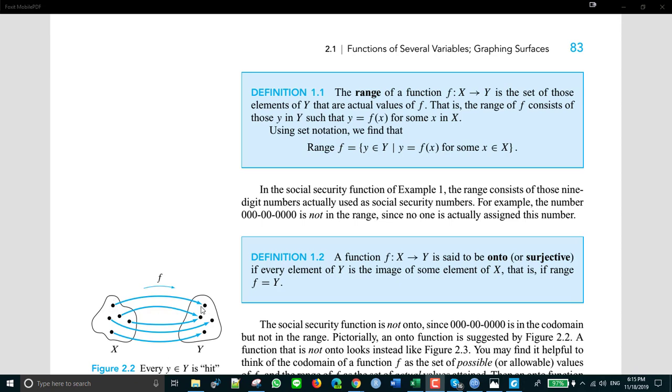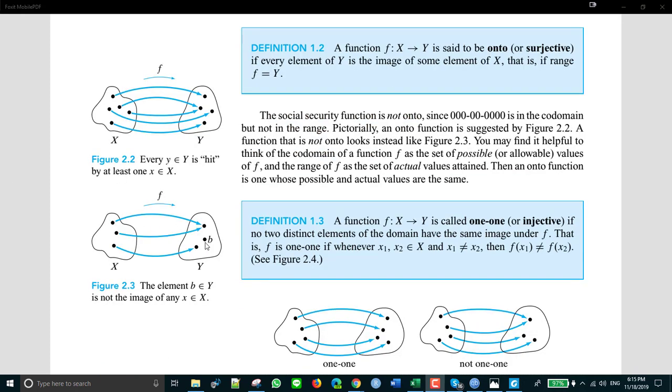There's nothing that's missing. So for example, in this picture, element b doesn't get hit by anything over here. So this function would not be onto because it doesn't touch everything. It's not onto this set, I guess we could say. So anyway, this picture would not represent an onto or surjective function.